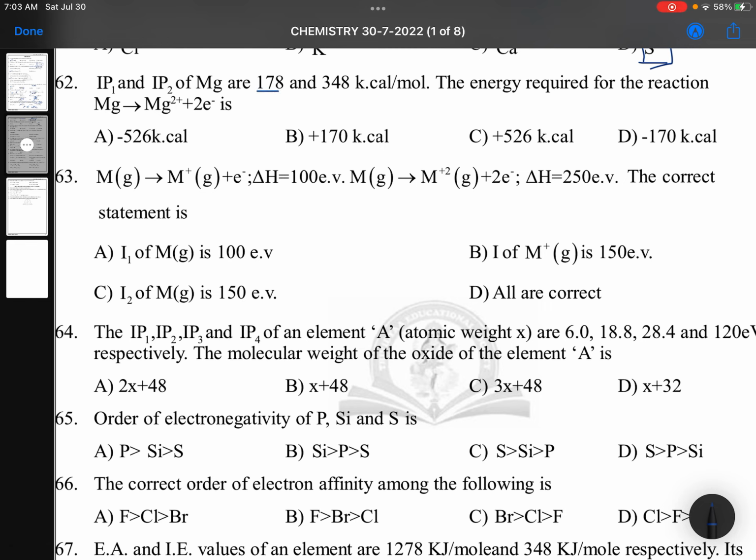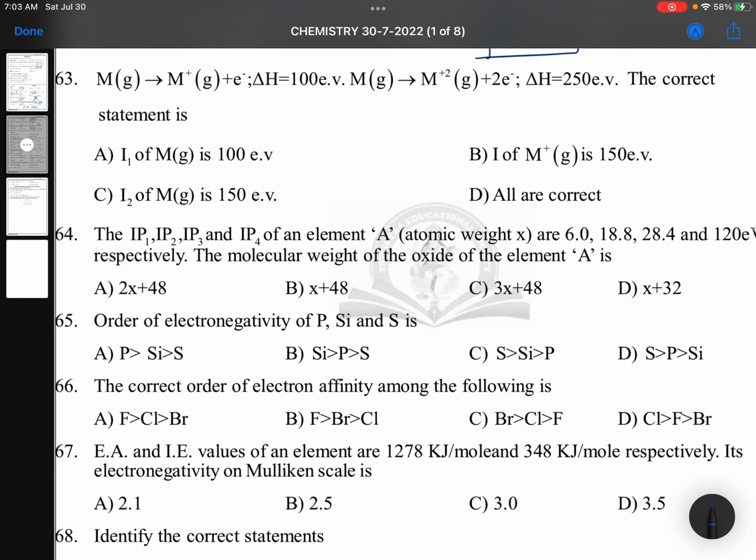178 is first ionization potential, 348 is second ionization potential. Just add these two. So that is plus 526. M gives rise to M plus, delta H is 100. M gives rise to M plus 2, 250. The correct statement is, okay, this is 100 electron volts, this is 250 electron volts. M directly gives rise to M plus 2. That means M plus gives rise to M plus 2 by 150 electron volts. I think all statements given are correct here.